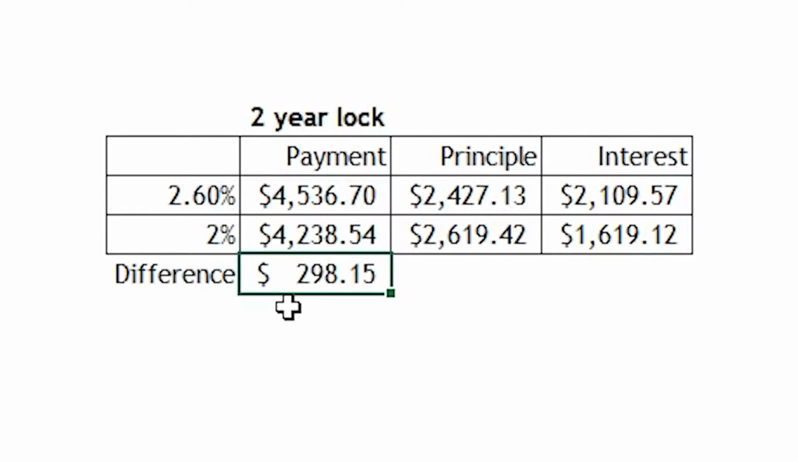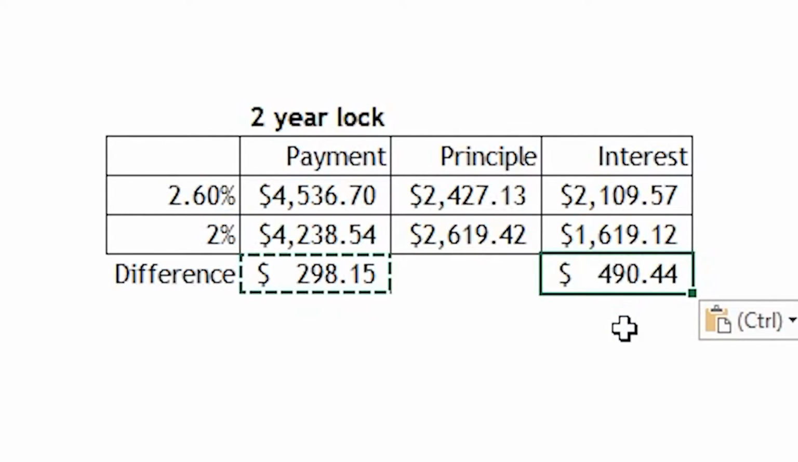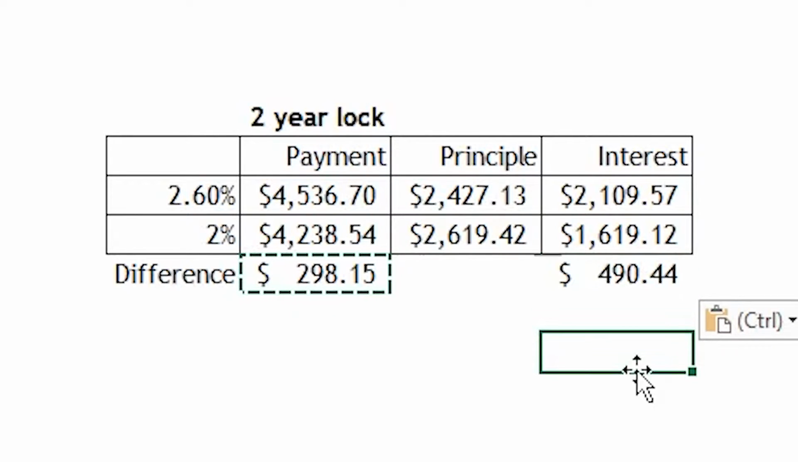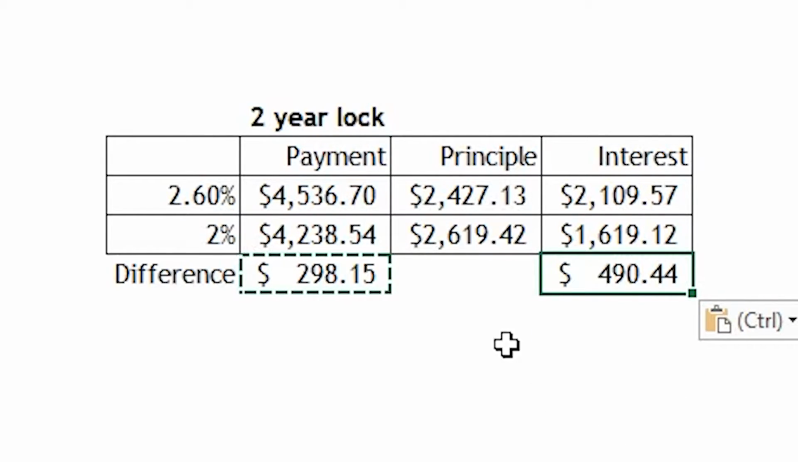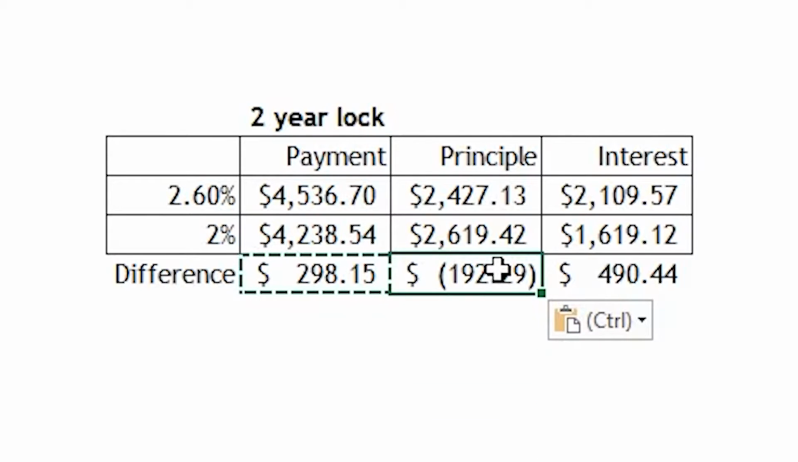Okay, every single month you will be saving $298 in terms of payment. However, for interest it is slightly more. It's $490.44. Okay, the reason why there is this difference is because of the difference in principal. If you've realized this already, you will be paying back more principal, although you're paying less every single month. So the real thing that you should be looking at is how much the bank is charging you for interest.